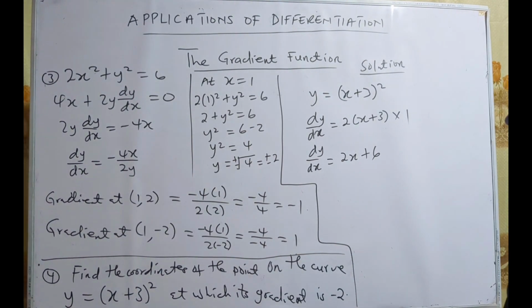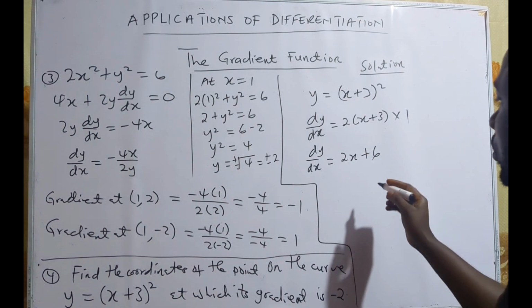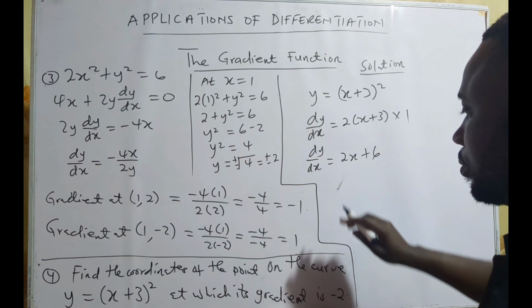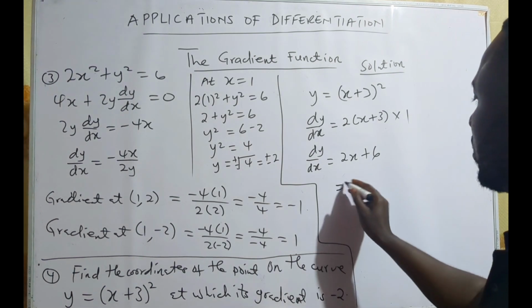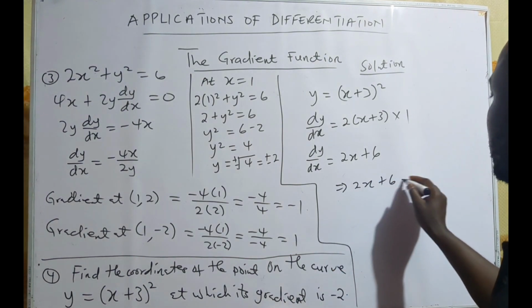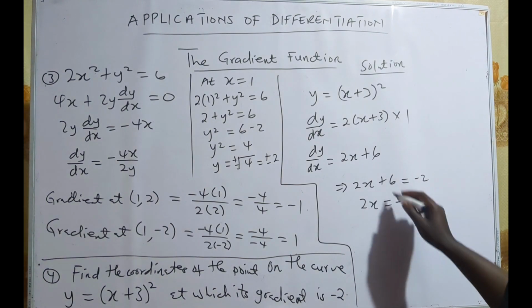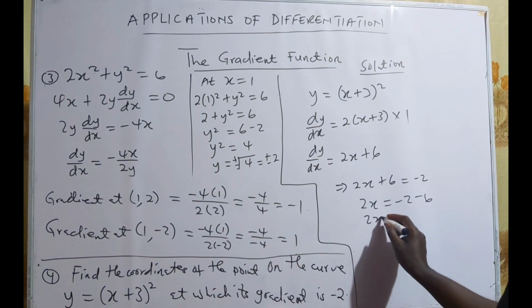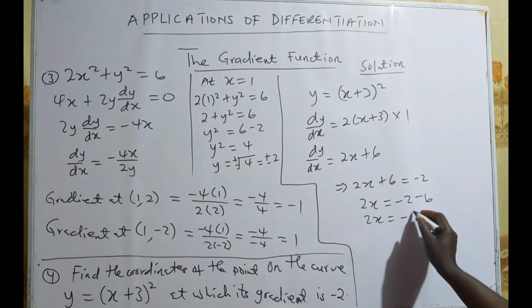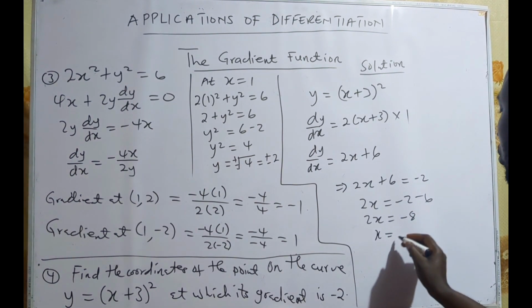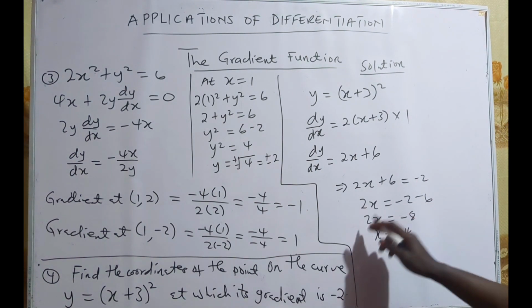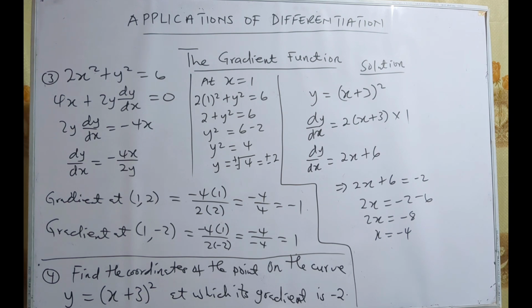Since this is the gradient function, you equate it to the gradient, negative 2. It implies that 2x plus 6 is equal to negative 2, and 2x is equal to minus 2 minus 6. 2x will give us minus 8, and x will be equal to minus 8 over 2, which is negative 4. At that point, the gradient is negative 2.